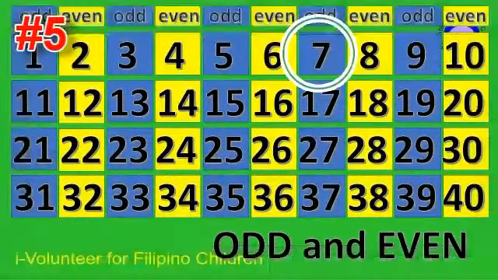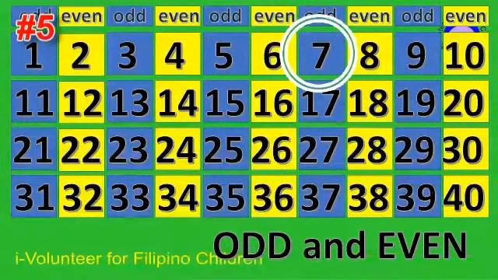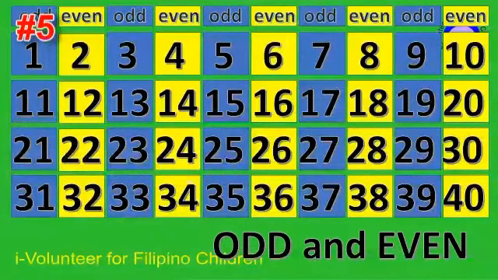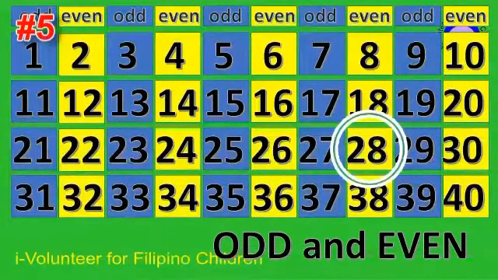Item number 5. Is the number odd or even? Number 28 is an even number. Kindly repeat.